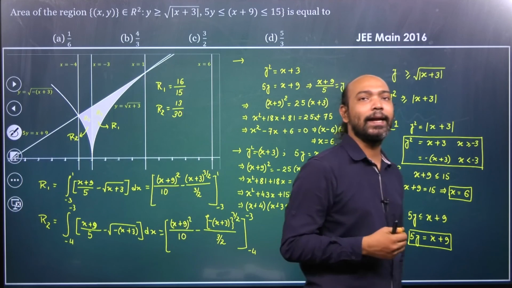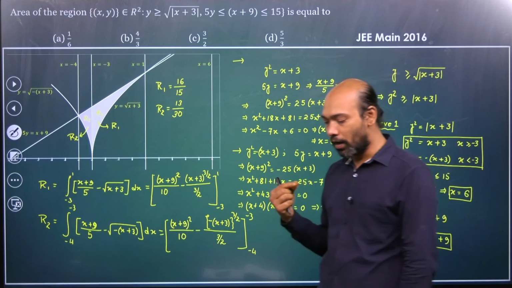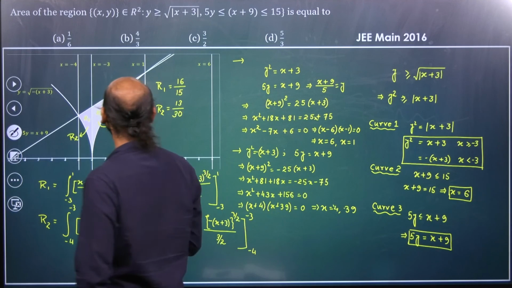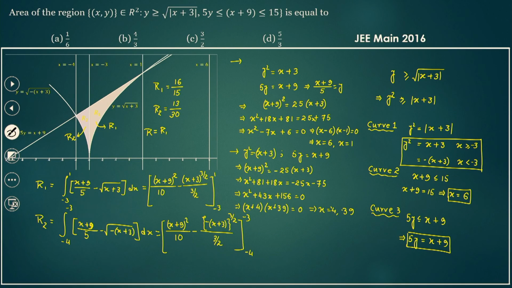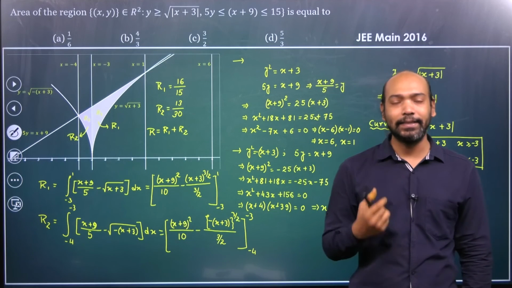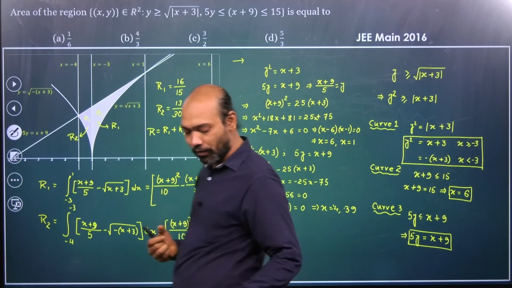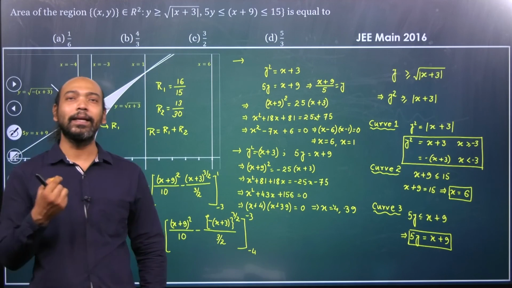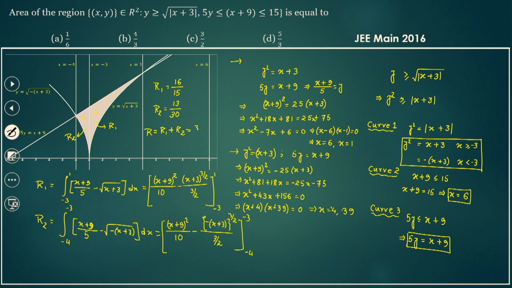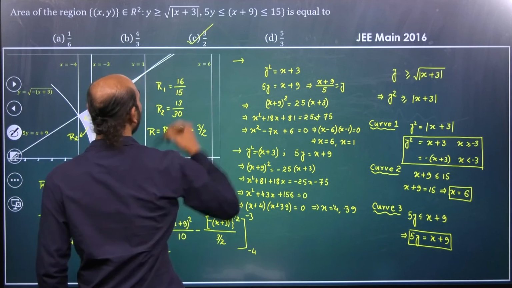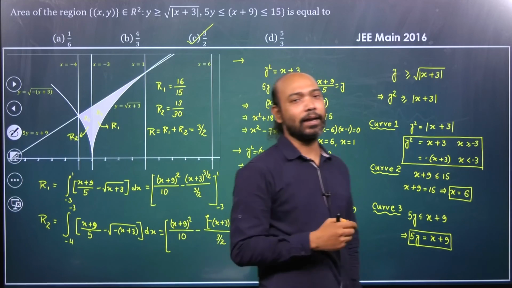Now, if I try to find the final value, that final value R will be definitely R1 plus R2. So what is R1 plus R2? We just have to add them together and get it done. If we calculate that, at the end we'll get the answer as 3 by 2. So for this particular problem, we easily obtain the answer 3 by 2, and that's why option C is the correct answer.